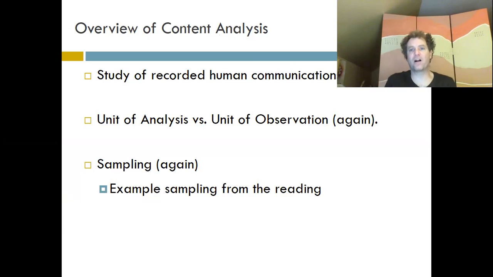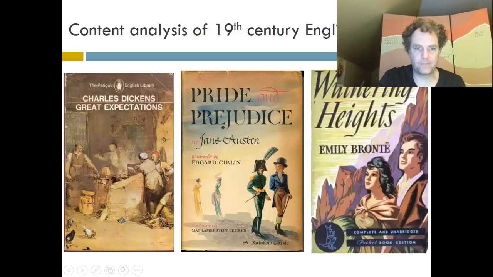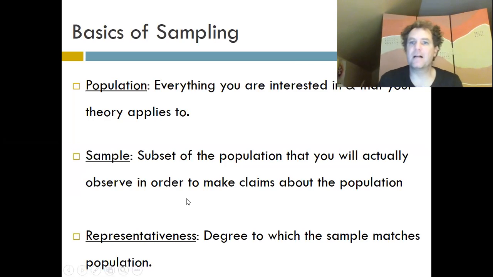Another thing we have to be aware of is sampling. Again, with content analysis, we're encountering some of these classic issues of research. So let's do another review. If you remember, what is sampling? Sampling is the difference between two concepts, the concept of a population and a sample. Your population is everything that you're interested in, everything that your theory applies to.